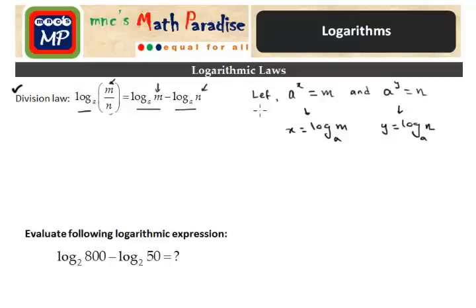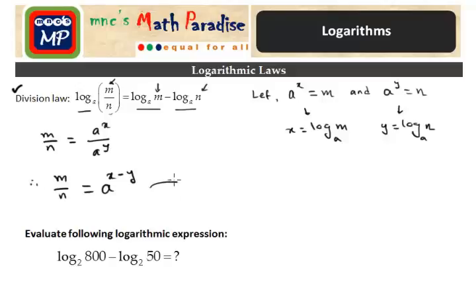Like the multiplication law, we will assume a to the power x equals m and a to the power y equals n, and by converting it we can write x equals log a base m, and y equals log a base n. Now m division n. Here m is a to the power x, n is a to the power y. So now we can write m division n equals a to the power x division a to the power y. Using the index law, we can write a to the power x minus y.